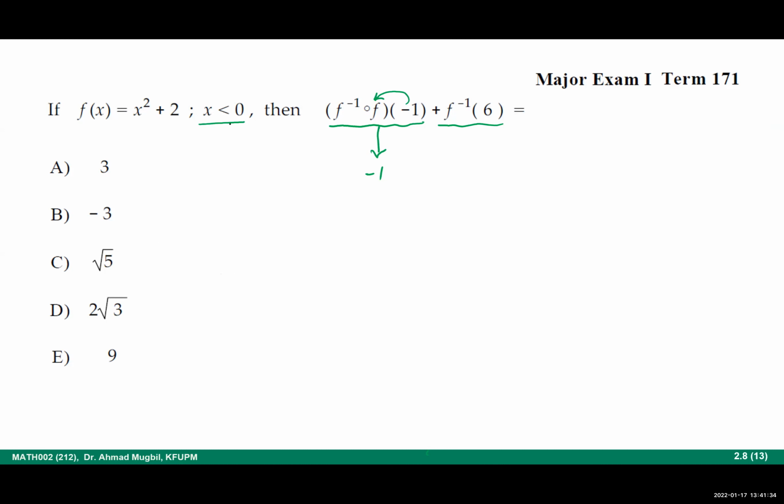You can find the value of the function at -1. This is so important. So this is -1. Now we just need to find f inverse at 6. The question is, how to find this? What is this?